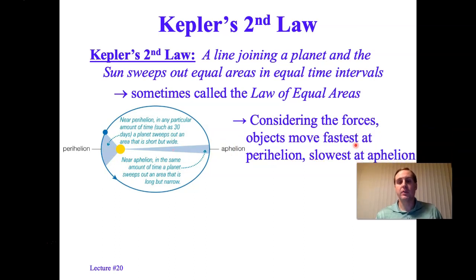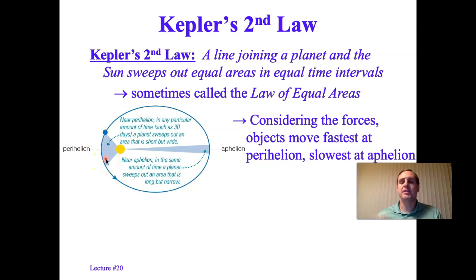Now when you consider forces, objects move fastest at perihelion and slowest at aphelion. Let's think about why that is. At perihelion, the radius, that is between the center of the planet and the center of the Sun, is smallest. So the gravity force is greatest. Well, if the gravity force is greatest, I think the centripetal force is greatest. And that means the velocity should be greatest. So we travel fastest at perihelion.